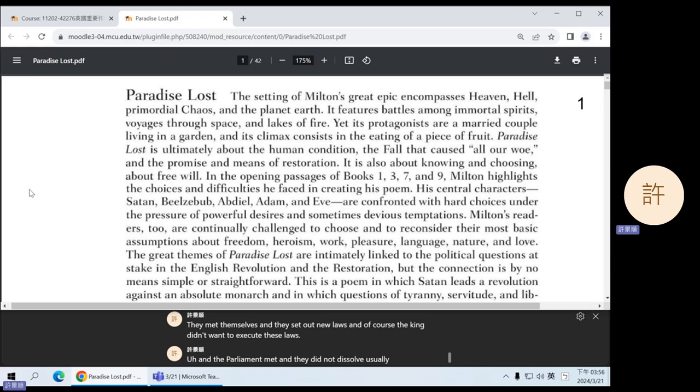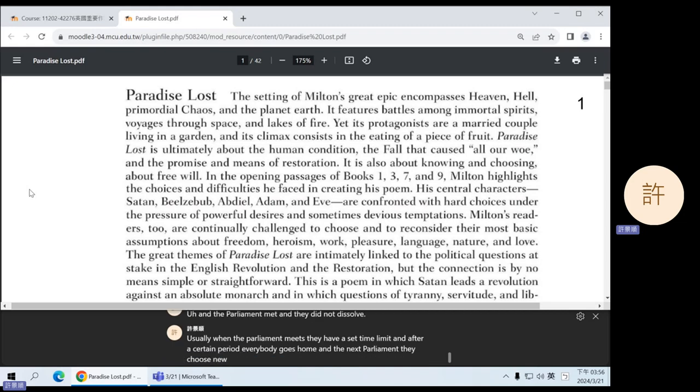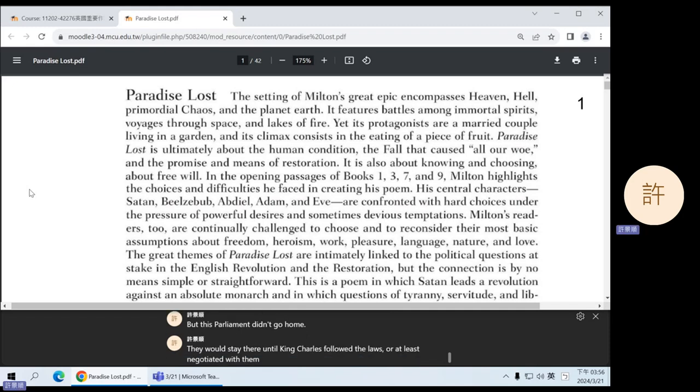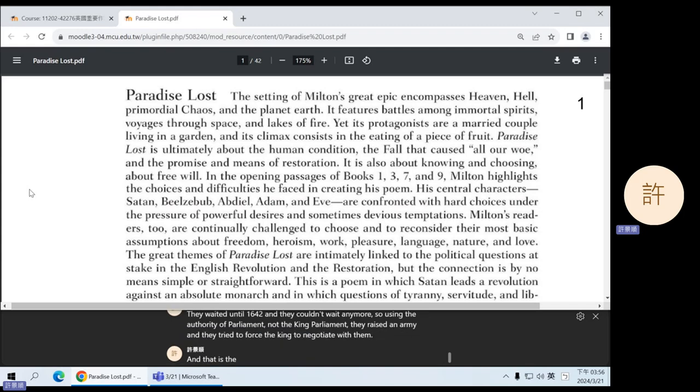Usually, when the parliament meets, they have a set time limit. And after a certain period, everybody goes home and the next parliament, they choose new members. But this parliament didn't go home. They would stay there until King Charles followed the laws or at least negotiated with them. But Charles did not. And because parliament kept waiting, this parliament is called the Long Parliament. They waited until 1642 and they couldn't wait anymore. So using the authority of parliament, not the king, they raised an army. And they tried to force the king to negotiate with them. And that is the English Civil War.